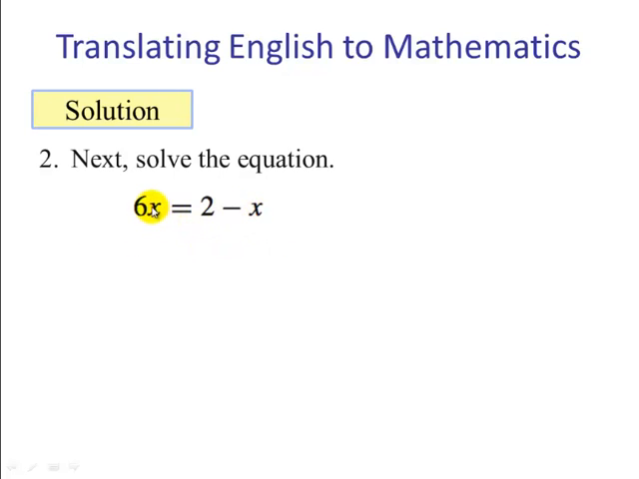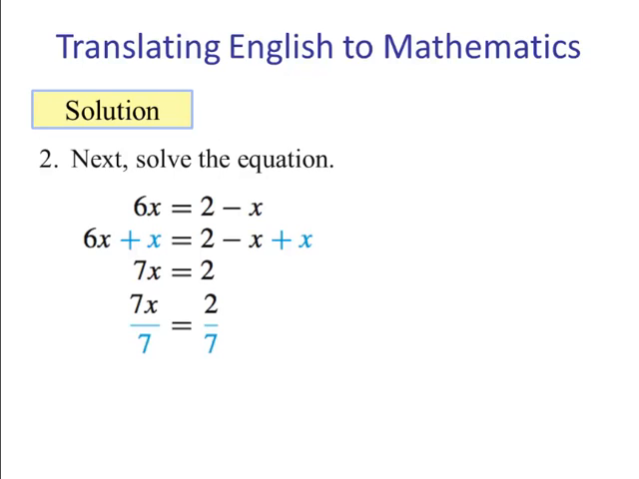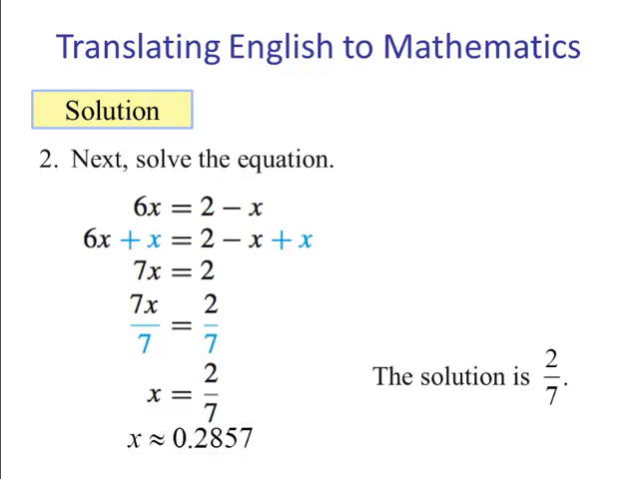So I'm going to add x to both sides. It will cancel out here. Combine like terms and we get 7x equals 2. Divide by 7 and we get x is 2 sevenths. That means x is approximately equal to 0.2857. So around about 0.29.